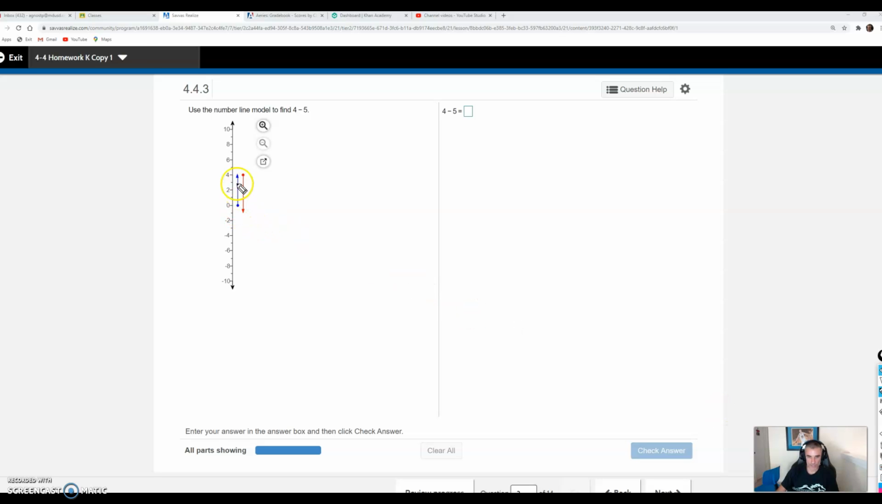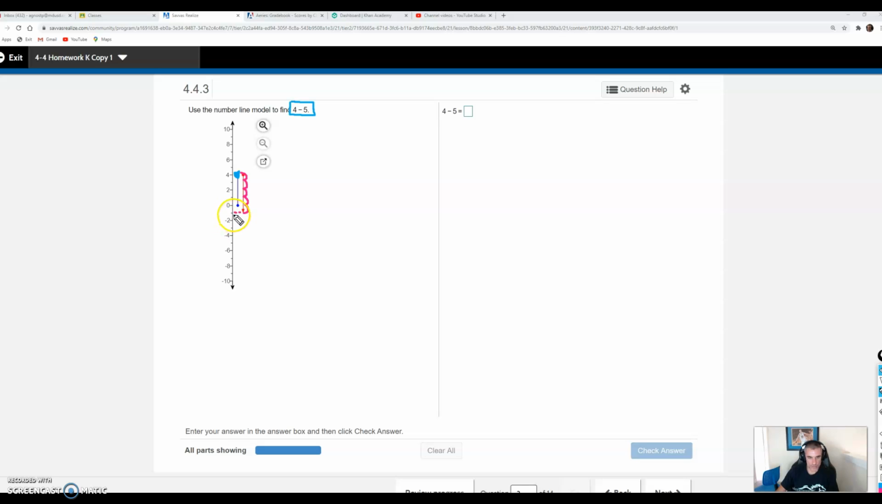Okay, so if I look at the blue arrow, it says 0, 1, 2, 3, 4, right? So this time it says use the number line model to find 4 minus 5. So they actually want us to solve this. So I went up 4 units. Okay, so that's sort of my starting point. And then I'm going to go ahead and count backwards 5 units. 1, 2, 3, 4, 5. So that's this line right here.